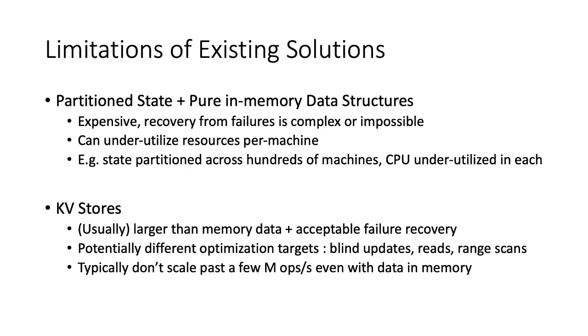Another solution we can look at is key value stores, which pretty much all the time suit data that's larger than memory, and most of the time have some sort of a settled failure recovery mechanism. But a lot of key value stores have different optimization targets than the ones we talked about previously. So they might just focus on blind updates, reads, and range. And more importantly, I think range scans. Range scans in particular just cause a lot of extra work in the background in general. And because of these limitations, these KV stores, even if the data fits in memory, they might not scale past a few million operations per second.